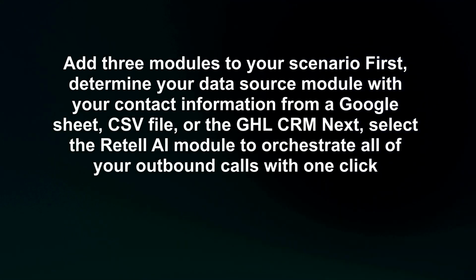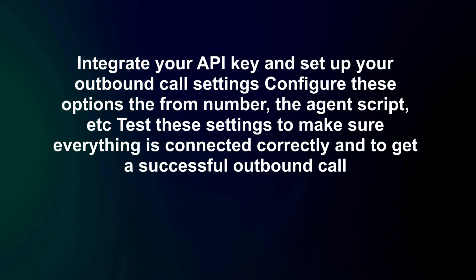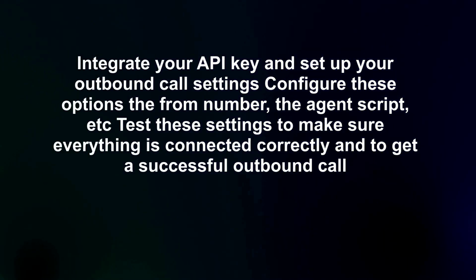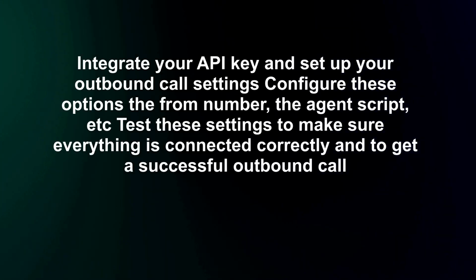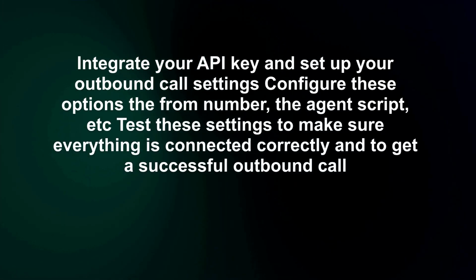Next, select the Retell AI module to orchestrate all of your outbound calls with one click. Integrate your API key and set up your outbound call settings. Configure these options: the from number, the agent script, etc. Test these settings to make sure everything is connected correctly and to get a successful outbound call.